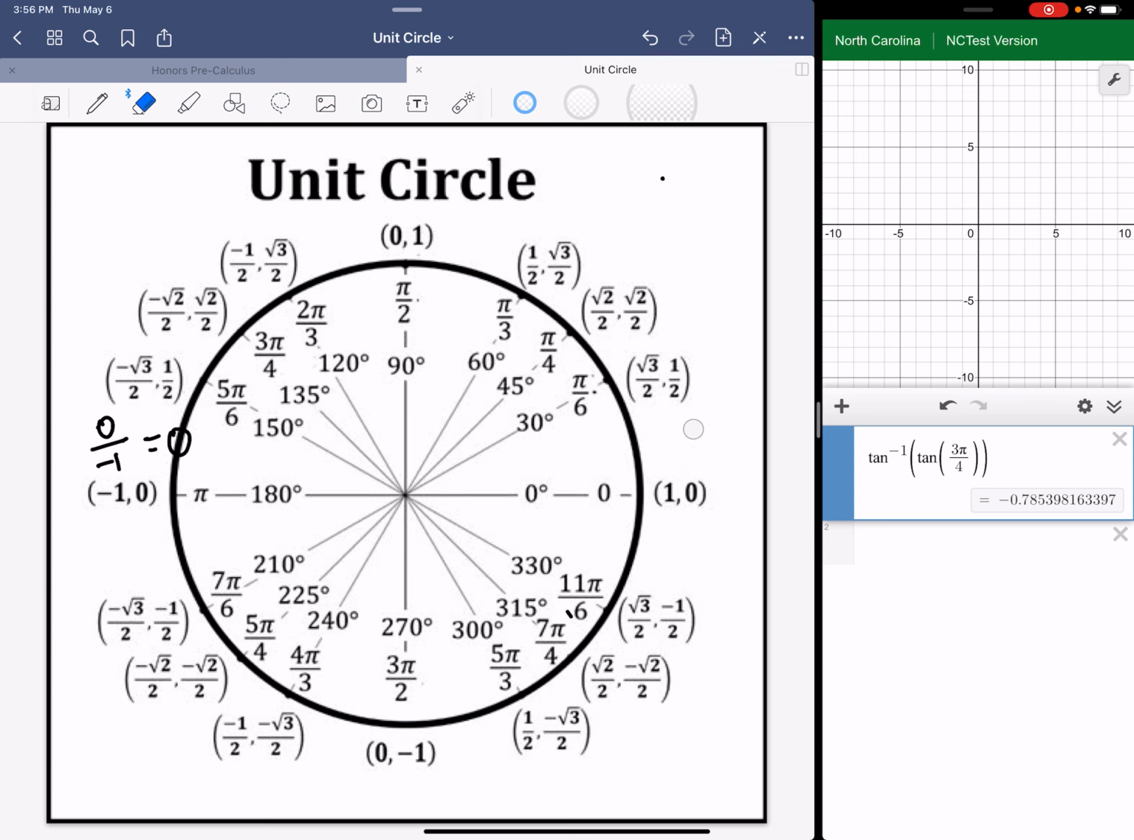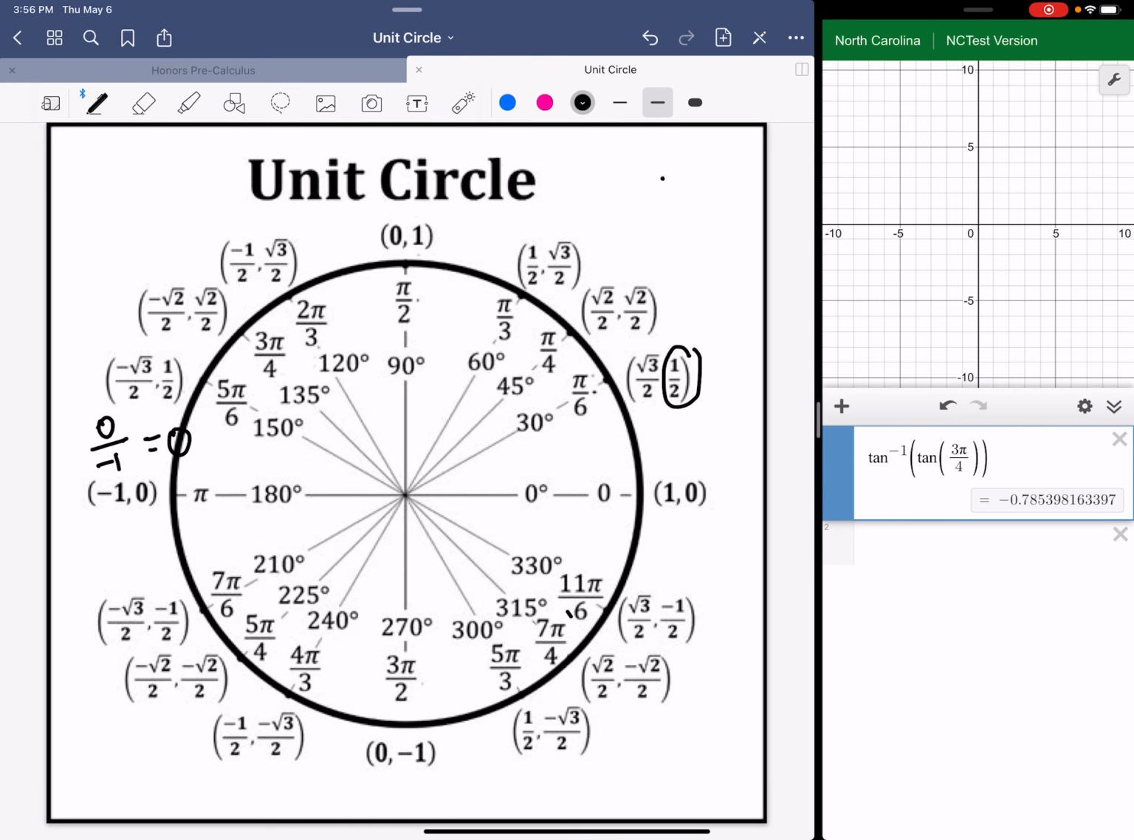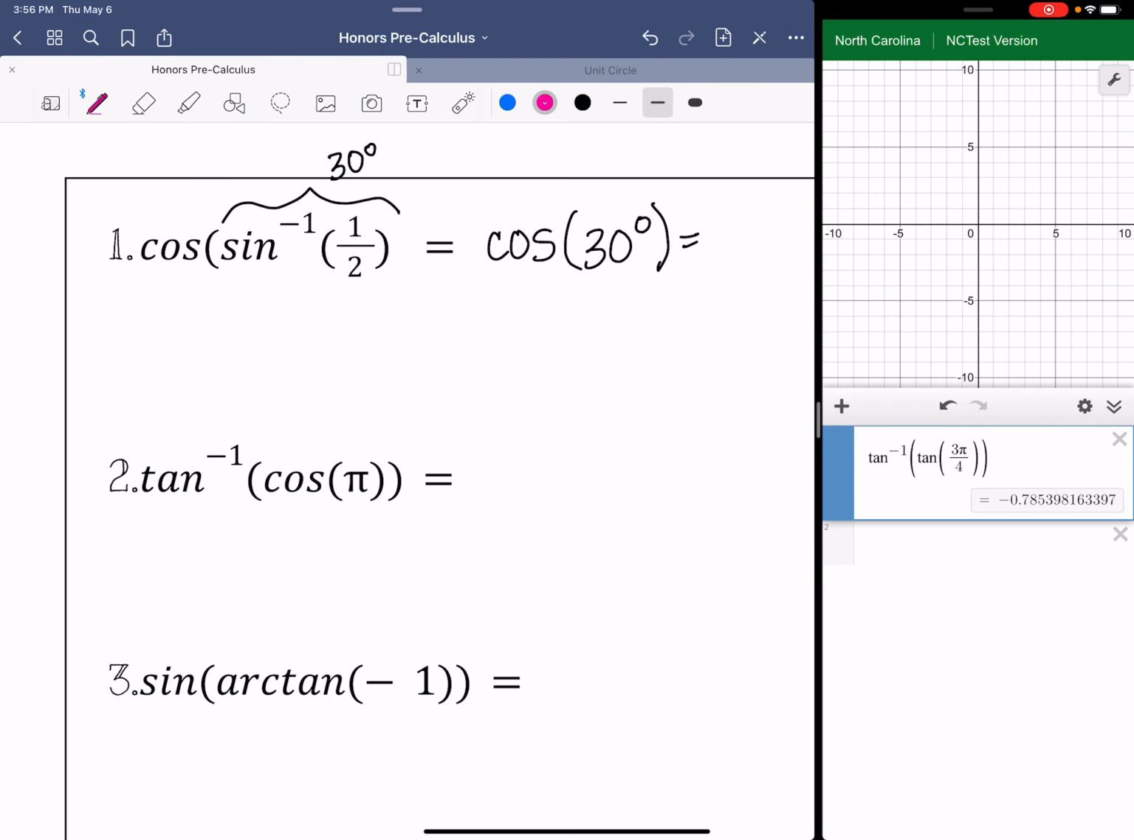So when we're looking at sine, we're looking at the y value. The only y value that has a positive 1/2 is going to be 360. So this right here is 360 degrees. Now we want to figure out the cosine of 30 degrees. So the cosine of 30 degrees is the square root of 3 over 2.